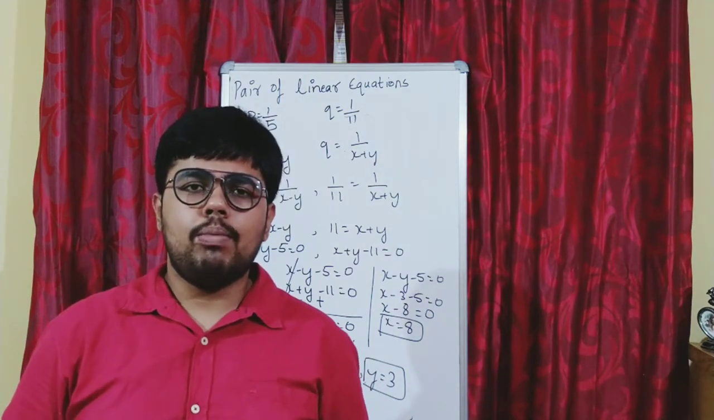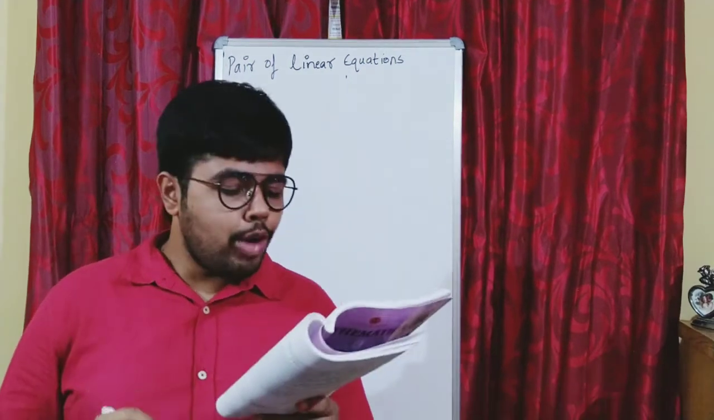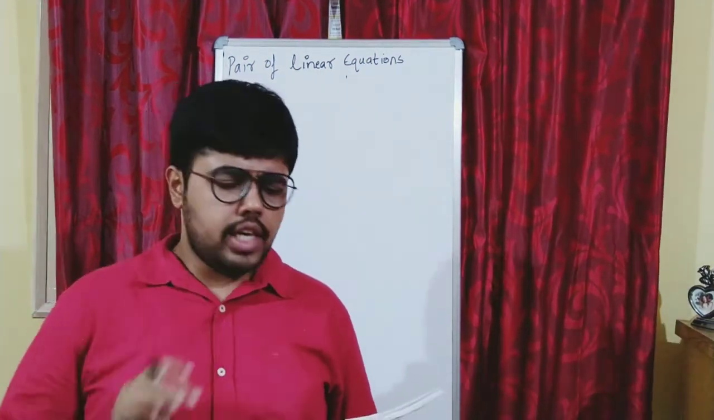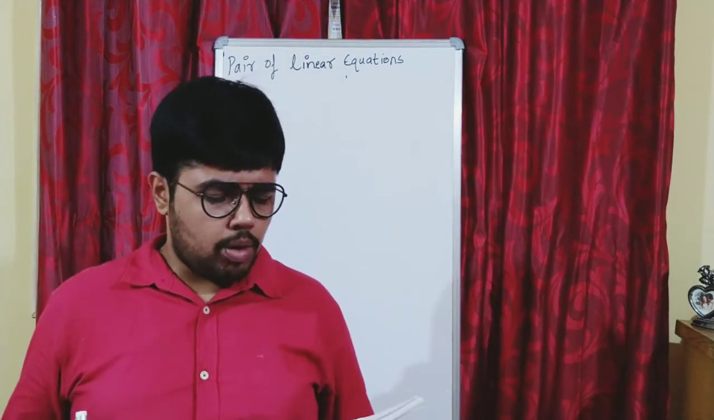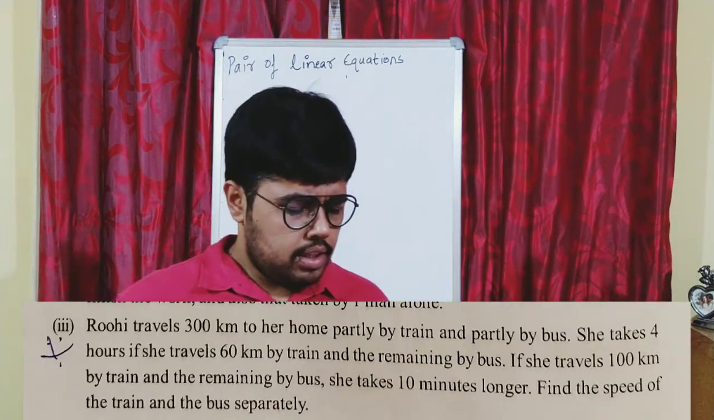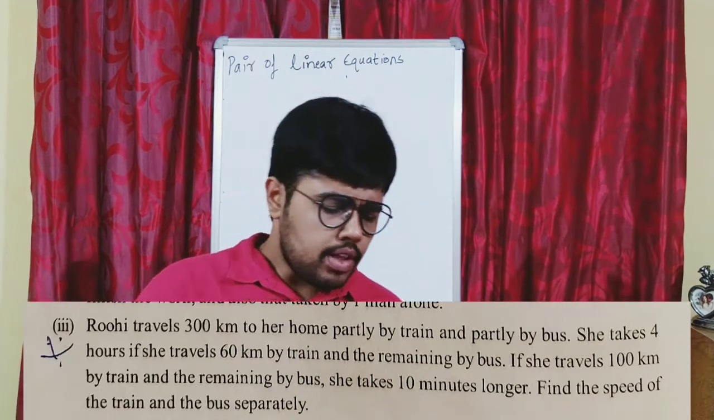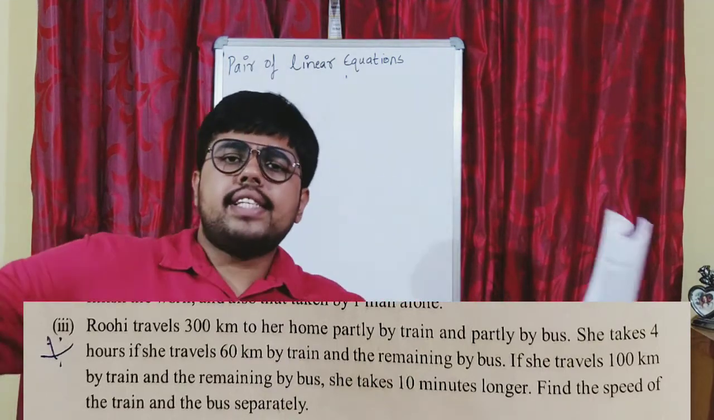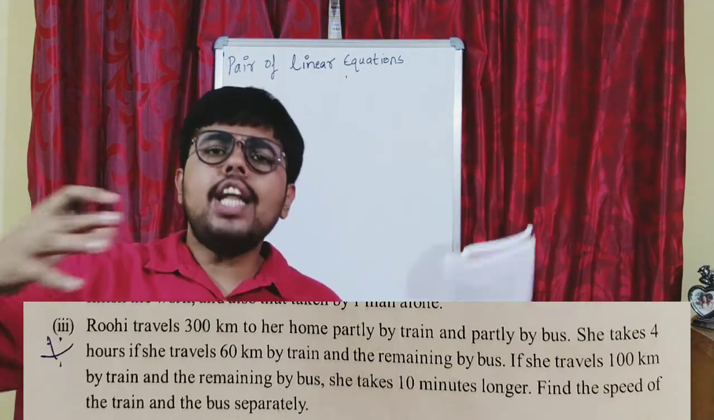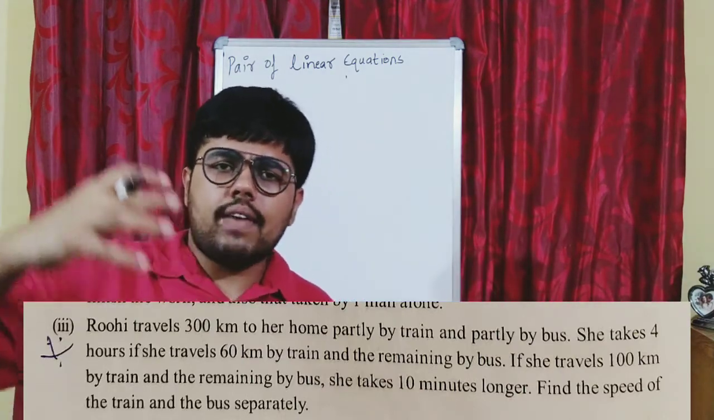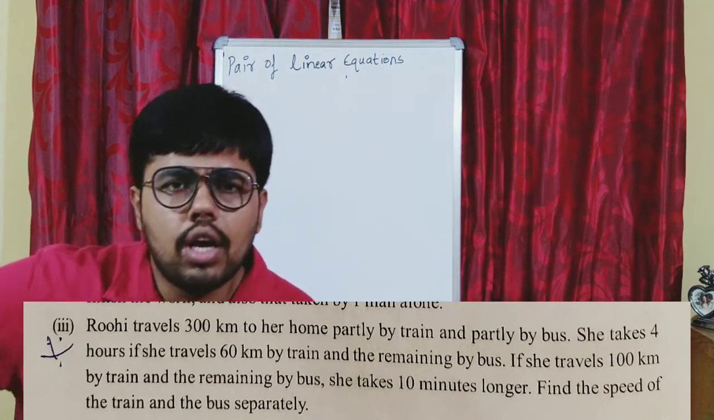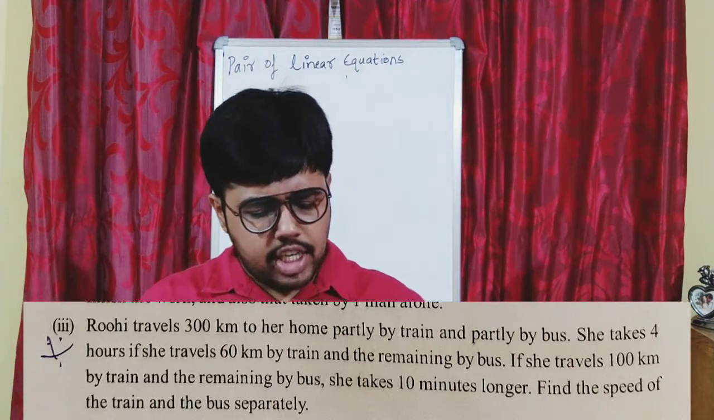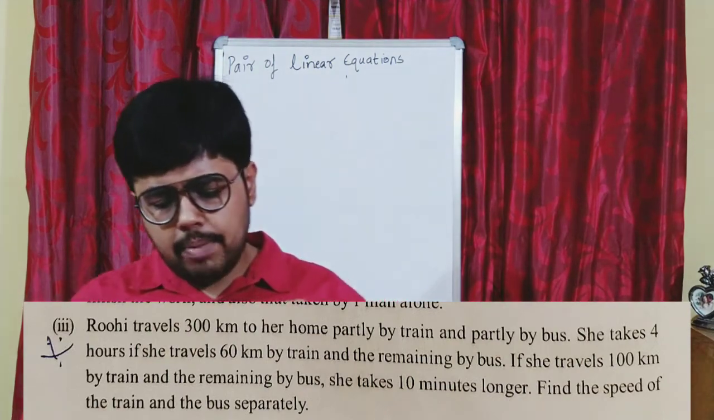And let us solve the next problem. One more important problem that has appeared many times in your examination. The same logic goes. Exercise 3.6, the last problem. Ruhi travels 300 km partly by train and partly by bus. Means her entire distance is 300 km. Part of the distance she travels by train and one more part she travels by the bus. Okay, she takes 4 hours if she travels 60 km by train and the remaining by the bus.